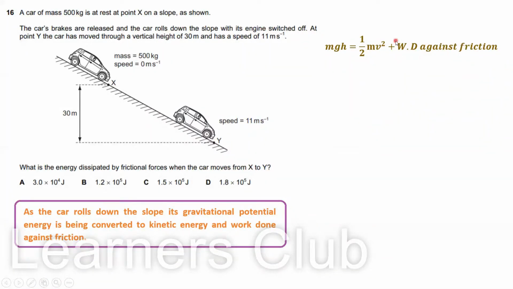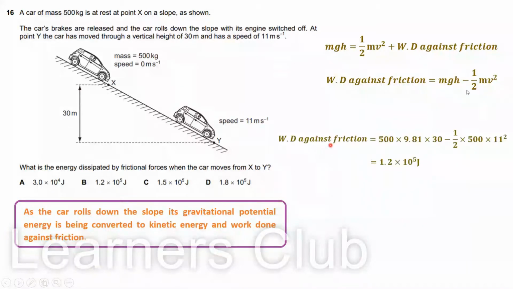Make this the subject, as this is what we have to find. So potential energy minus kinetic energy: mgh, so mass is 500 kg, g is 9.81, h is the vertical height 30 meter, minus half into mass 500 kg and the speed gained, that is 11, so v square is 11 square. So the final answer is 1.2 into 10 to the power 5 joule. Therefore, the answer is option B.